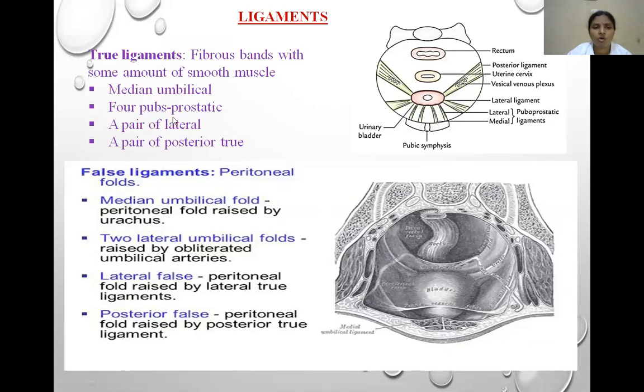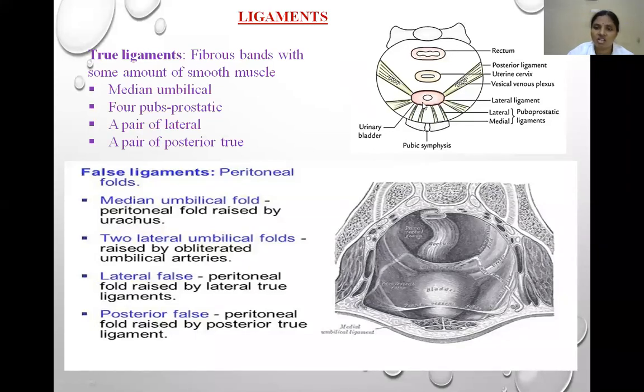Whereas, four puboprostatic ligaments. So what are these puboprostatic ligaments? Four means two on each side, so altogether four ligaments. All these four ligaments are anteriorly extended. From where are they extended? From the level of the neck of the urinary bladder to the body of the pubic bone. So what are these ligaments? Medial and lateral puboprostatic ligaments.